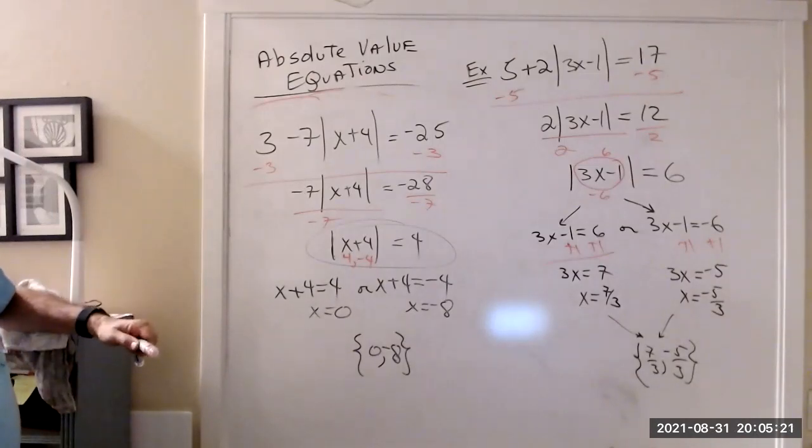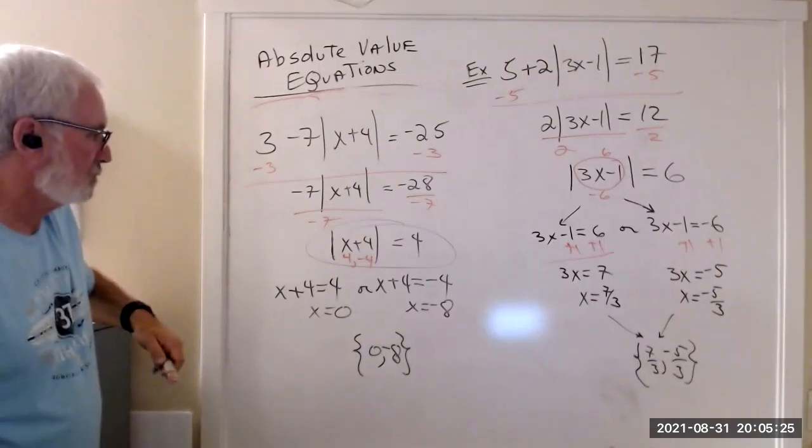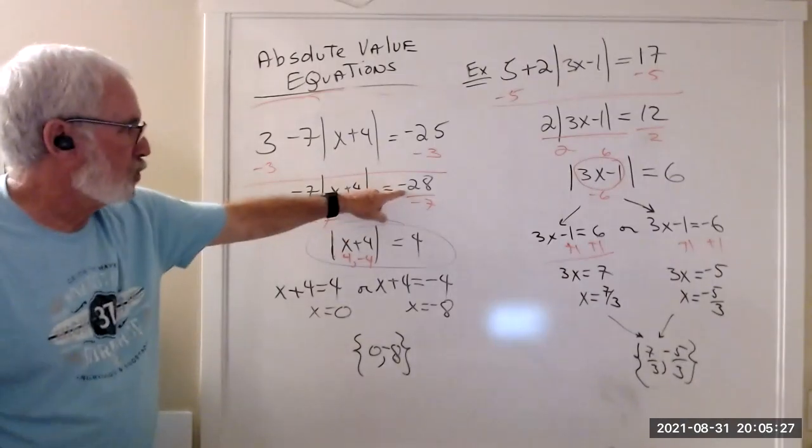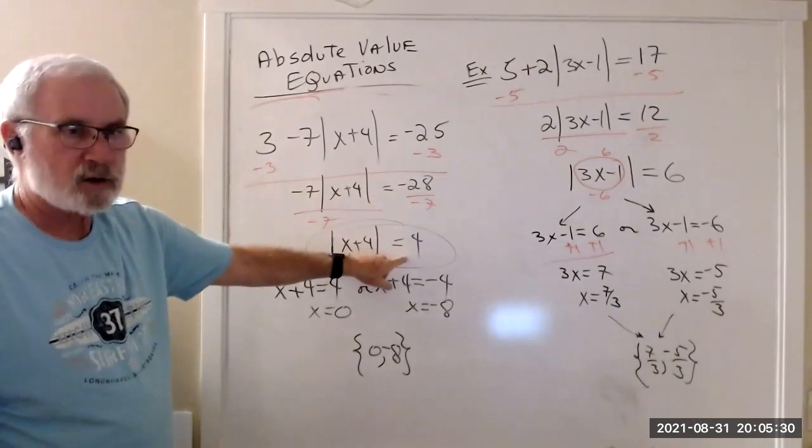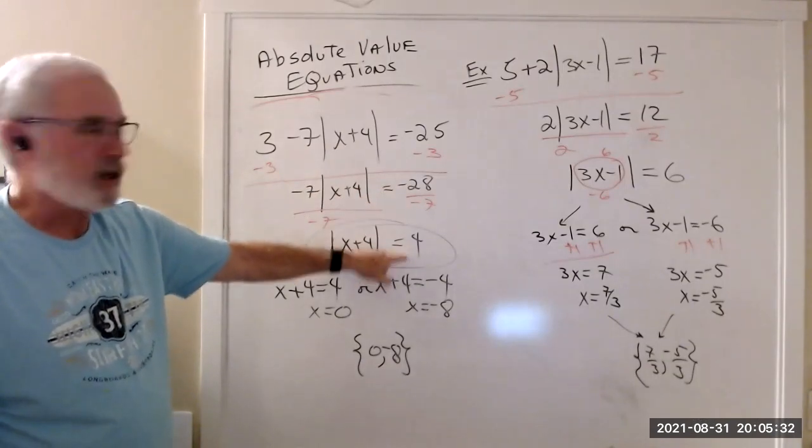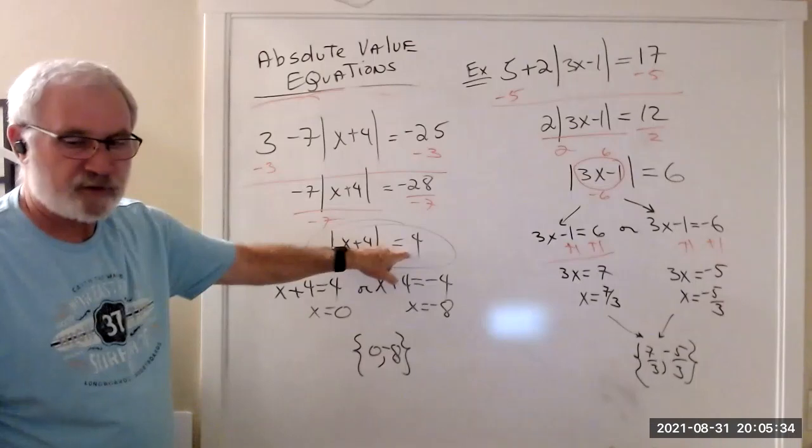We doing okay? How did you get equals 4? 28 divided by 7 is 4. Okay, got it. And negative divided by negative is positive.